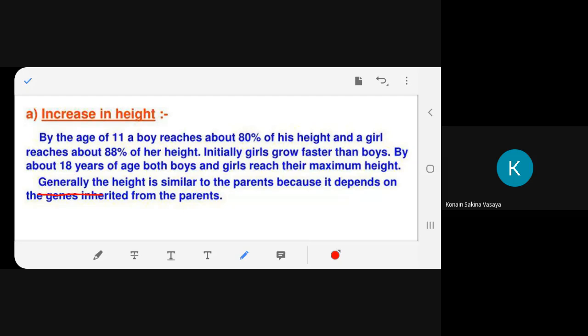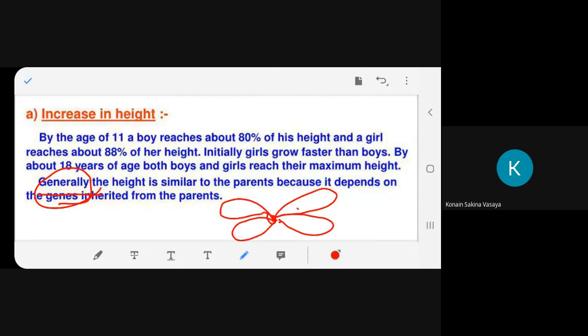Generally, if your parents are around 5'5" or 5'3", you will be around 5'3" to 5'5" or 5'6", not more than that. You understand? So our height depends upon our parents because the height is dependent on the genes. And where do we get genes, beta? I told you, on the chromosomes. We get genes on the chromosomes.